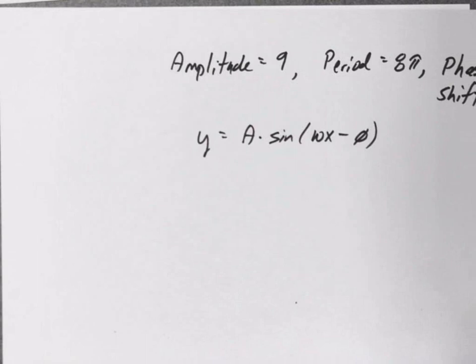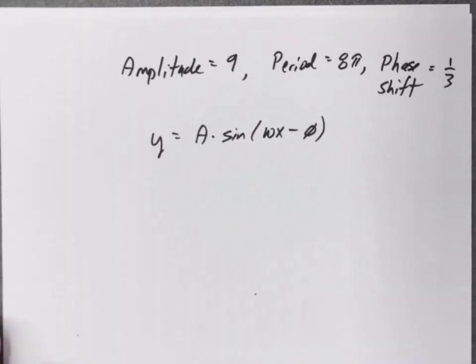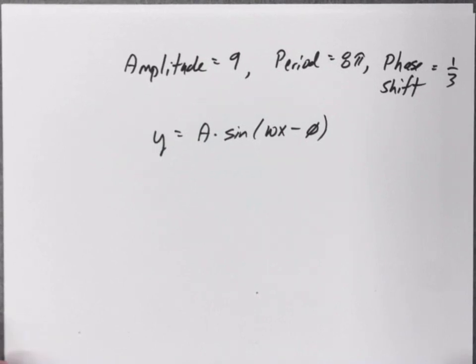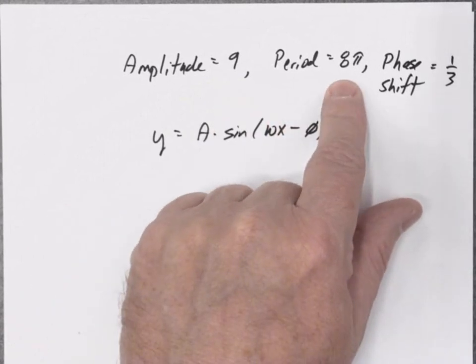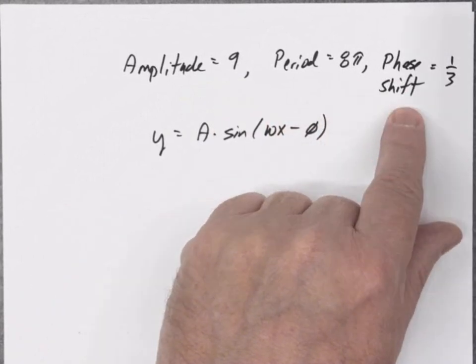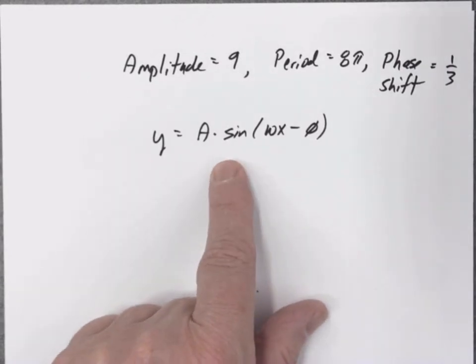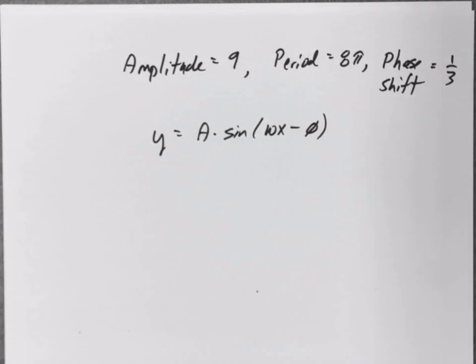So we're going to work two problems where we're given information about an equation. We're told the amplitude is 9, the period's 8 pi, the phase shift is 1/3. And then they want us, from this information, to figure out the equation for that trig graph.